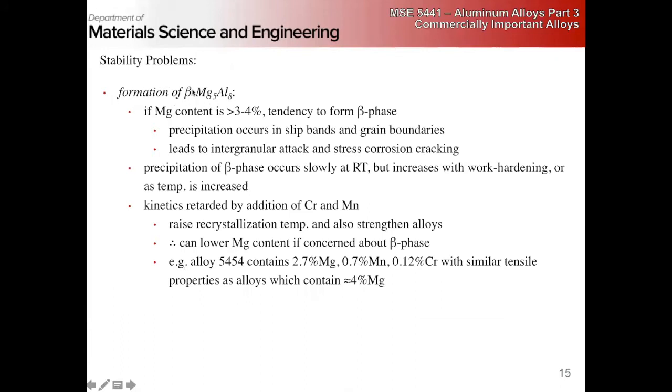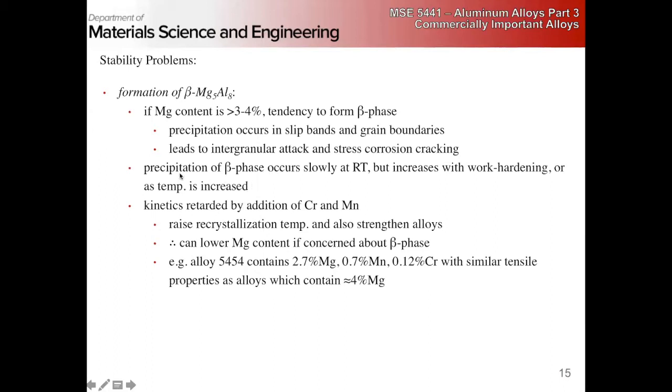We get the formation of beta primarily at grain boundaries, which causes us corrosion problems and cracking problems. So if the magnesium content is higher than 3 to 4%, tendency to form beta phase, precipitation occurs in slip bands and on grain boundaries, and it's intergranular attack, stress corrosion cracking. Right. Precipitation of beta phase occurs slowly at room temperature, but increases with work hardening or as temperature is increased. Remember, we were talking about how this is a problem for the Navy currently with ships in the tropics for a long period of time.